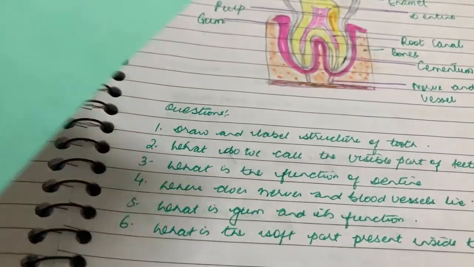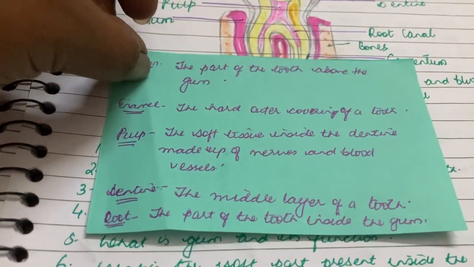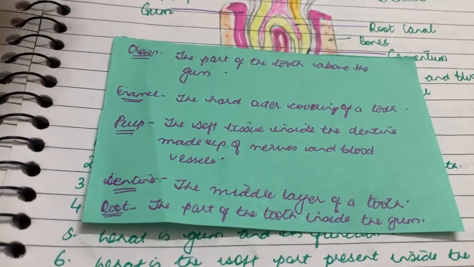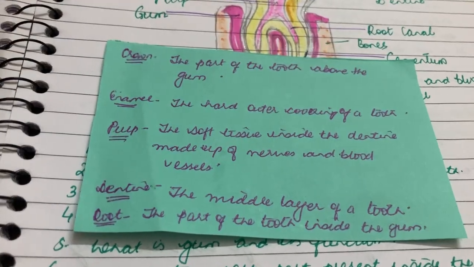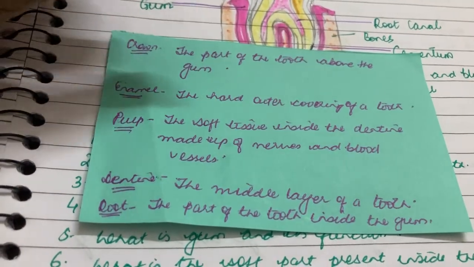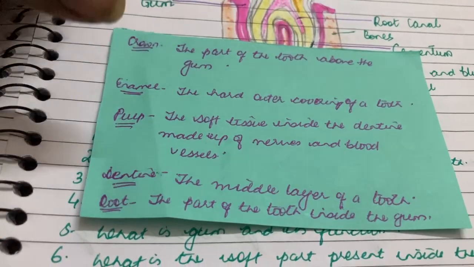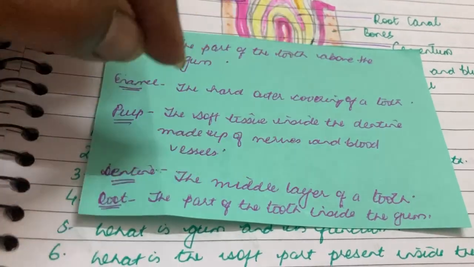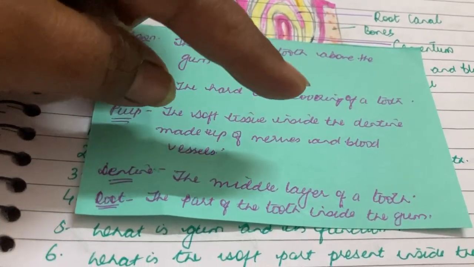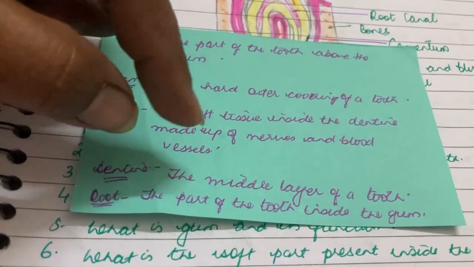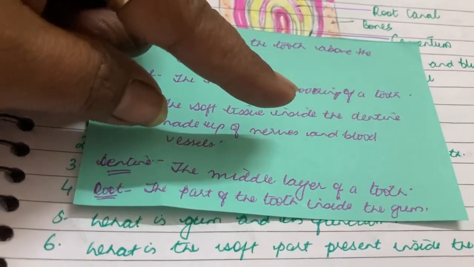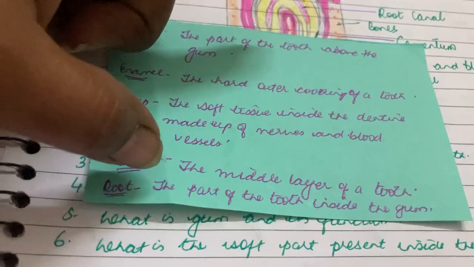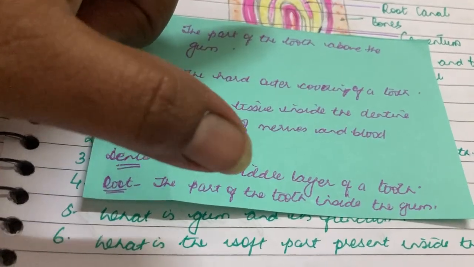And also, my dear students, I have made little one-line definitions. Crown, the part of the tooth above the gum. Enamel, the hard outer covering of a tooth. Pulp, the soft tissue inside the dentine made up of nerves and blood vessels. What is dentine? The middle layer of the tooth is called dentine, and root, the part of the tooth inside the gum.